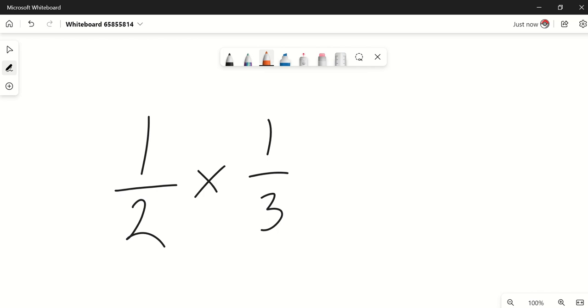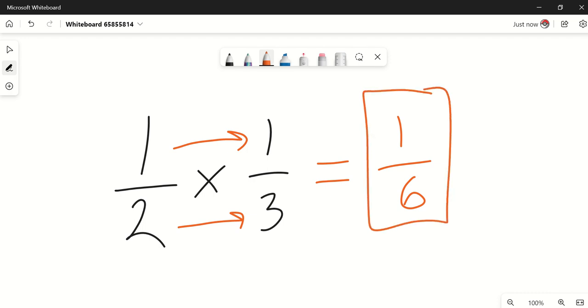As always, when you multiply fractions, it'll be numerator times numerator and denominator times denominator. Once you're done multiplying, 1 times 1 will be 1, 2 times 3 will be 6. You check to make sure: one, is your fraction proper or improper? This is a proper fraction. And two, is your proper fraction simplified, or if it is an improper fraction, you are going to need to simplify it. And in this case, it's already simplified, so my answer is 1/6.